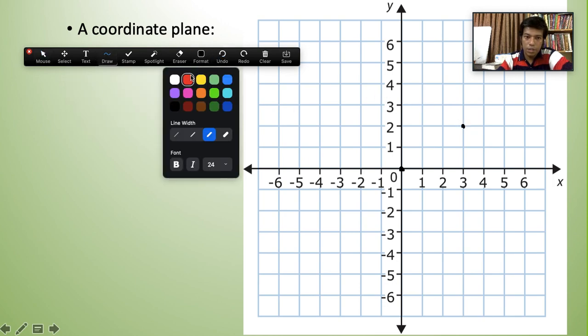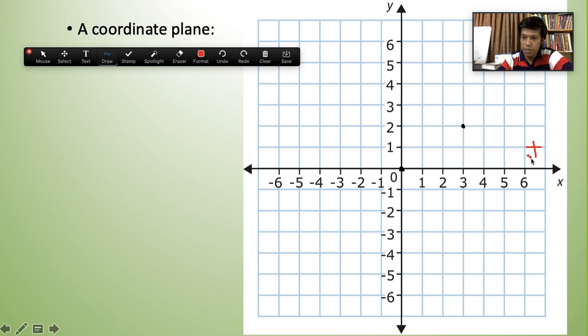Let me write it down here. This side is positive x direction, and this side is positive y direction. This side is negative x direction, and negative y direction is this side. So if we want to go to this point, what do we write? We write 1, 2, 3. So in the positive x, we go 3. Then in the y direction, how much do we go up? 1, 2. We go 2 units.